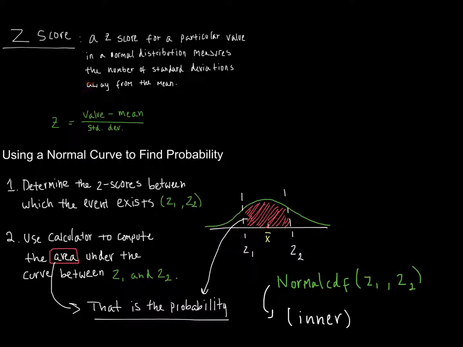A z-score tells us the number of standard deviations that a particular value is above or below the mean. Obviously a positive z-score means it's above that many, and a negative means it's below the mean by that many standard deviations. And then using a normal curve to find a probability, it's actually very simple. The idea behind it is that a normal curve has an area underneath the curve of 1, because it represents all of the data. And so all of the data is one whole, or 100% of the data.